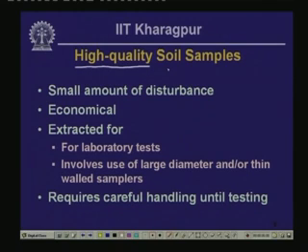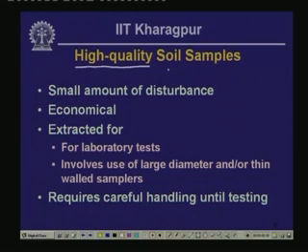And these soil samples are also extracted for laboratory tests, provided that the test is targeted at obtaining a soil property that is not affected much by the sample disturbance introduced during the sampling procedure. Also, there are two different procedures that we consider here for obtaining high quality soil samples, and they are by using large diameter samplers and thin walled samplers. They also require careful handling and testing.